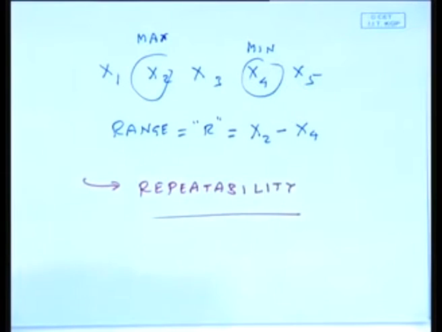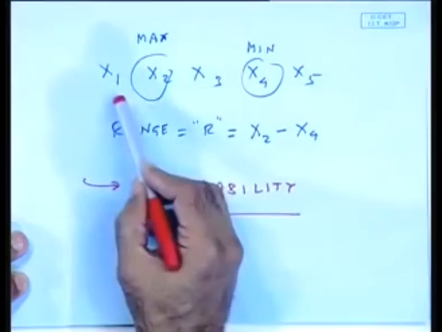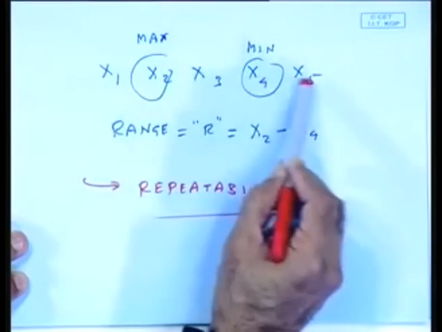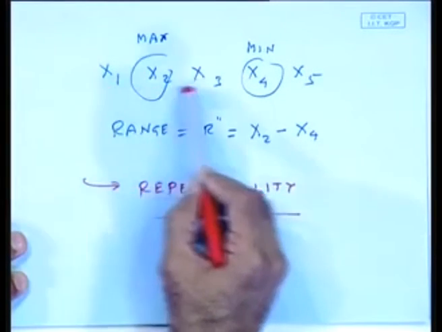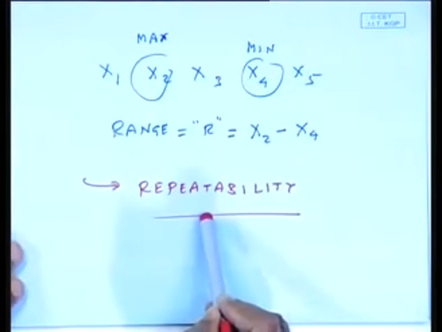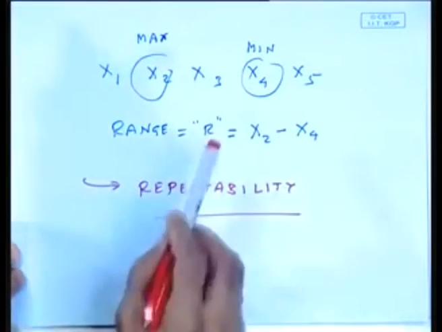This is now application of the same gauge on the same part. I apply the same gauge on the same part repeatedly, and I take readings, and I write them down. Those readings turn out to be x1, x2, x3, x4, x5, as I've shown here. These are individual readings, but they have slight variation, and that variation is really due to repeatability.